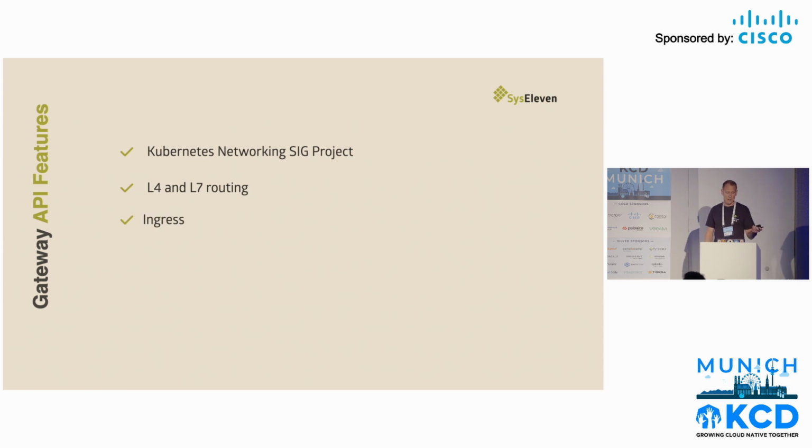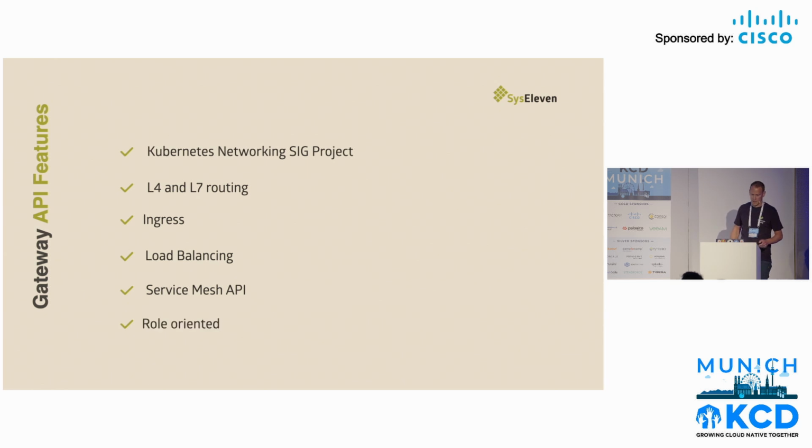It's also got its own Ingress implementation, so you can still use Ingress with Gateway API. That's also possible. It has load balancing and a service mesh API. And one of the most important things, it's also role-oriented. The Ingress implementation was kind of partly role-oriented. You could also have separations of concern, but it was a lot more difficult to actually get this done. And the Gateway API implementation has done this in a lot more detailed manner.